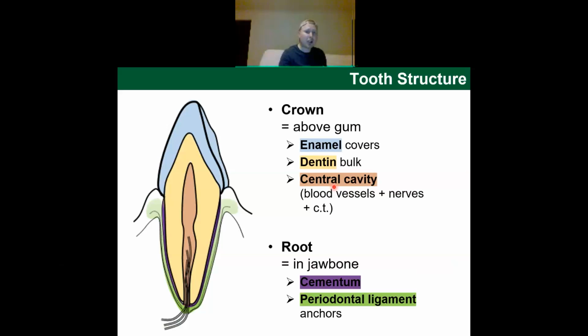We're going to look at the tooth structure just briefly. And how we're going to review the tooth structure is by looking at the two parts. There's the crown, which is the part that's above the gum. And then the part that's below the gum and in the jawbone is going to be our root. So let's start with the crown. And the outermost layer of the crown is our enamel.